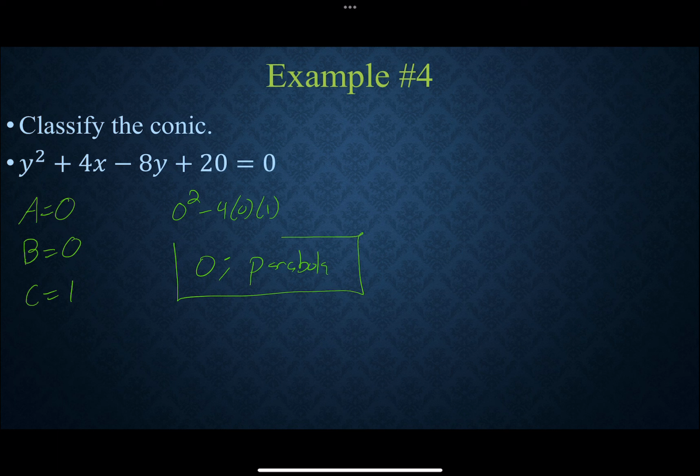So obviously classifying when it's not rotated is very straightforward. There's not too much to it. You can pretty much visually look at it and just know exactly what it is. The discriminant's only necessary because I'll be asking for it as part of your questions. Now, where you need to start being careful is when we start including the xy term.